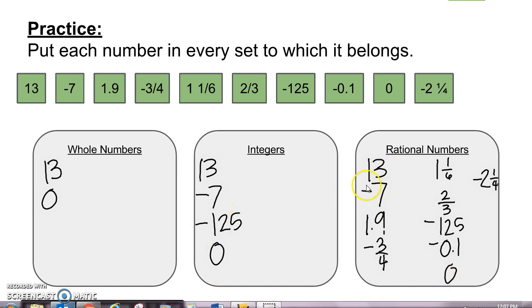Now when we get to the integers category, we see 13 and 0 that we had for whole numbers. Now we also add negative 7 and negative 125. Because those are the positive and the negative counting numbers, basically. Rational numbers is going to be everything else, your fractions and your decimals that we did not fit into the whole numbers and integers categories. Those are just rational numbers. Remember, the definition for a rational number is it has to be able to be written as a fraction.